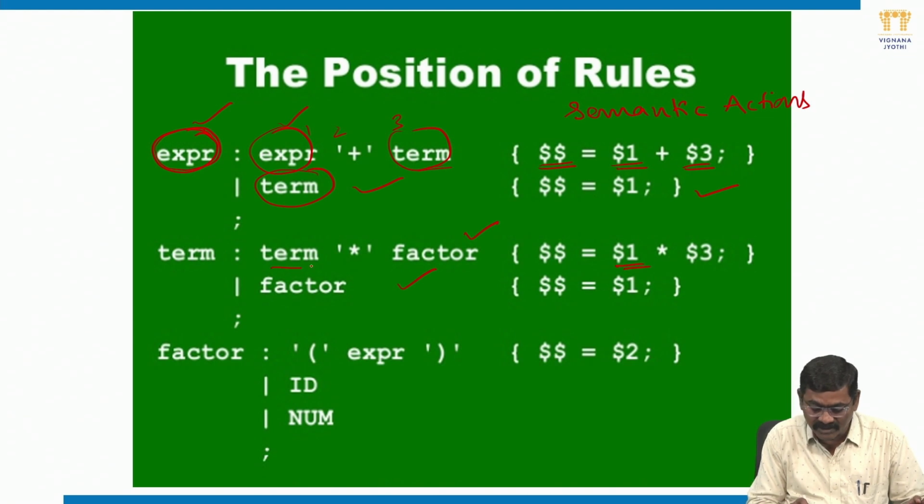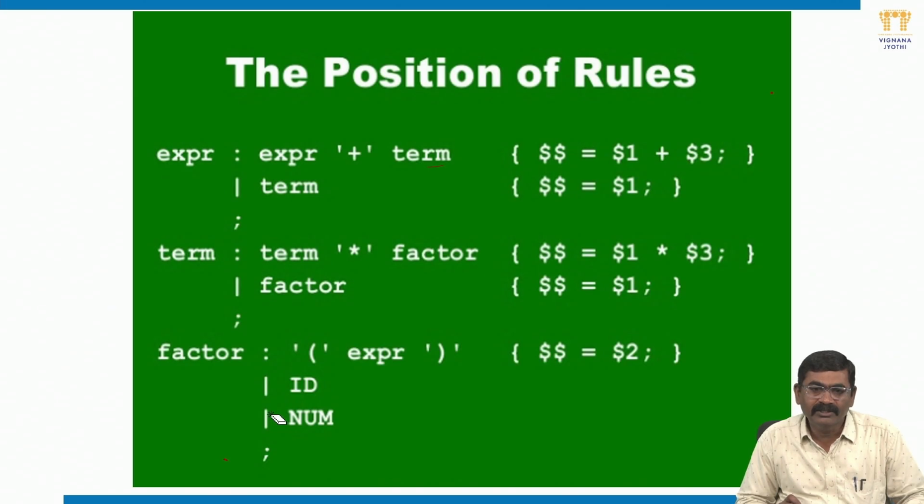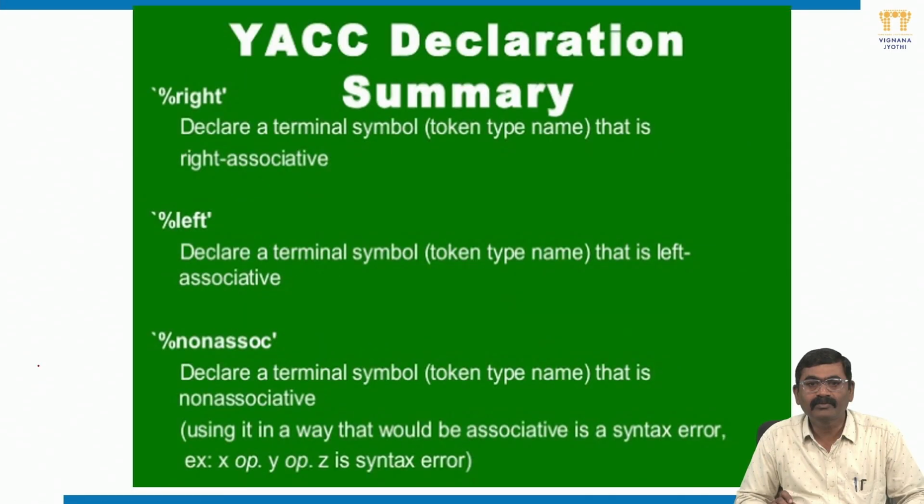$1 indicates the term, and star is star, and factor is indicated by $3. And this factor is indicated by $1 because this is the or symbol. Or means this term can take either this production or this production. So similarly, the next production can be represented by the semantic rules as $$ equal to $1.